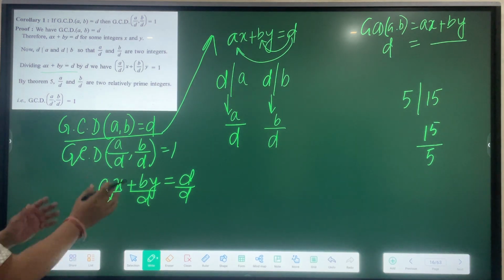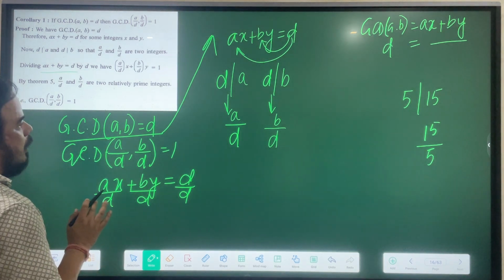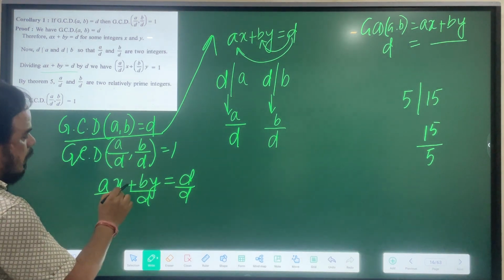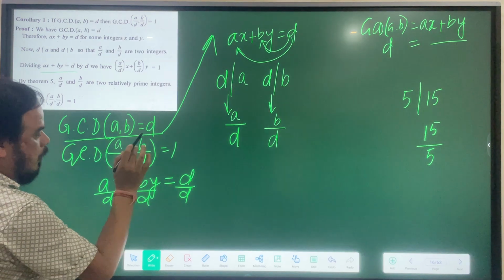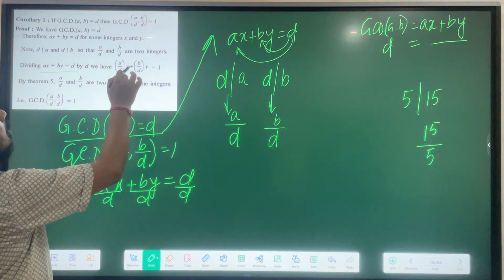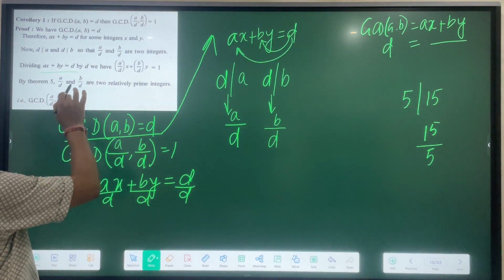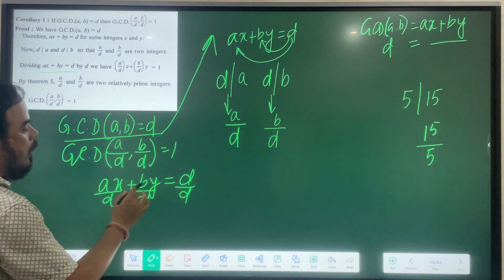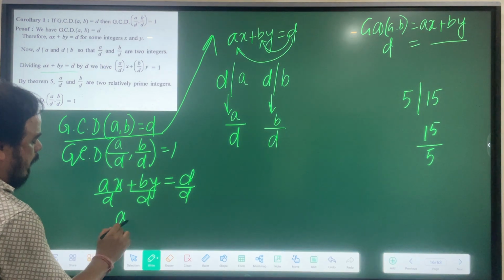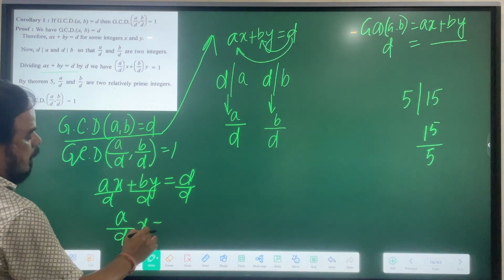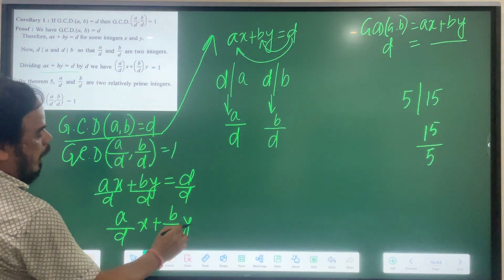Okay, left hand side, right hand side, we are dividing by D. So a by d x plus b by d y equals d by d, which is 1. So (a/d)x plus (b/d)y equals 1. By theorem 5, a by d and b by d are two related things, when we get 1, (a/d)x plus (b/d)y equals 1.